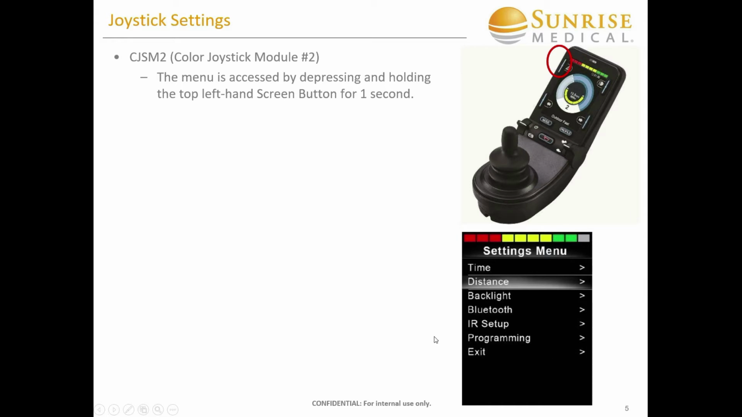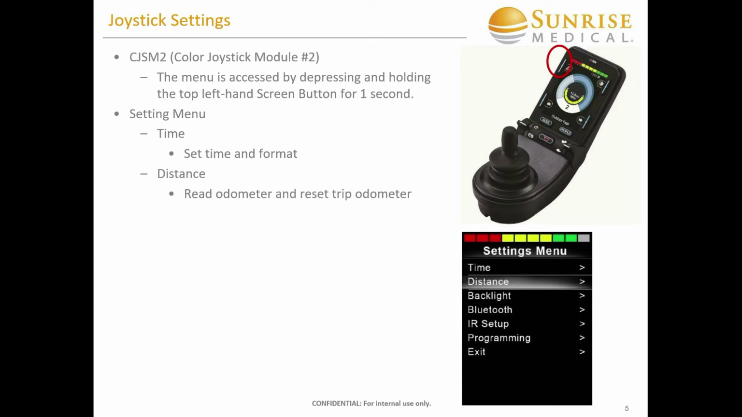Now the settings menu for the CJSM2, as well as the Omni 2, has additional settings that the user can adjust. Those include the time and the time format. The distance: you can read the odometer and you can reset the trip odometer. The backlight has a couple of additional features, including auto brightness or a timeout of the brightness to be set.